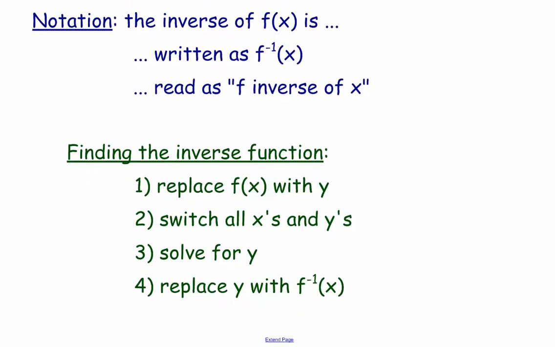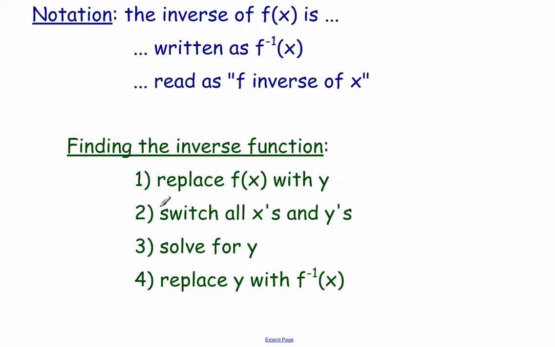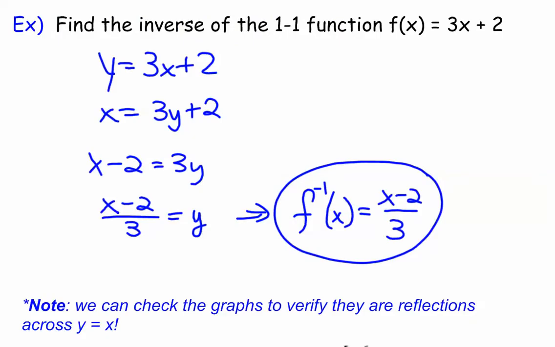Now what are the steps for actually finding that? Well, they're all pretty easy except maybe number 3 gets a little complicated. We're going to replace our f of x with a y just because it makes it easier. We're going to switch our x's and y's because that's what inverses do. They reverse that process, right? And then we want to solve it for the y, and then we're going to replace the y with that new inverse notation.